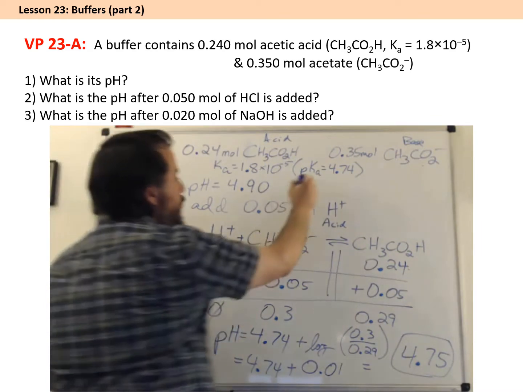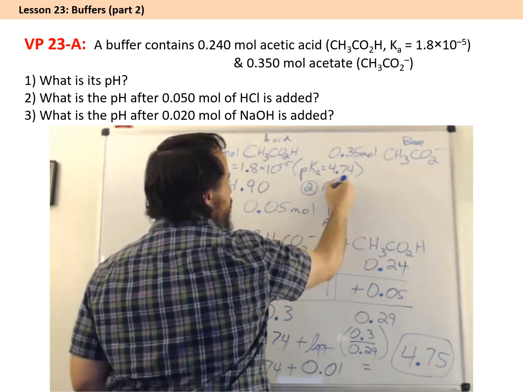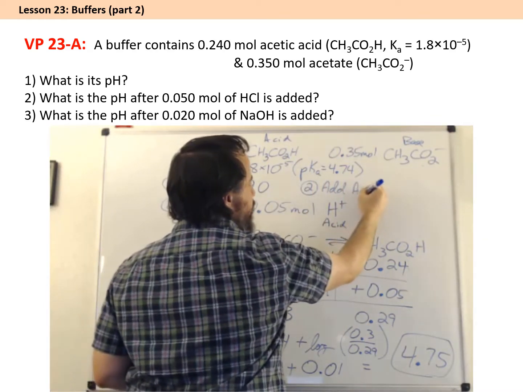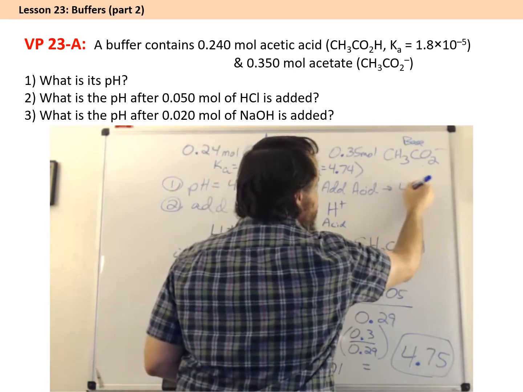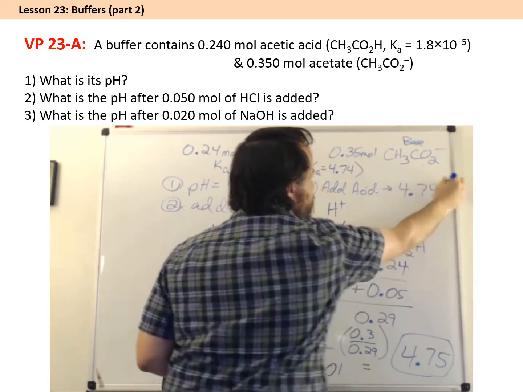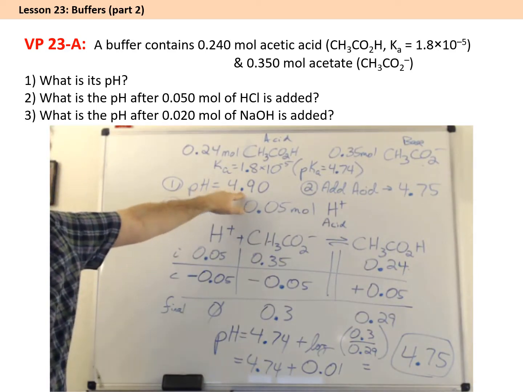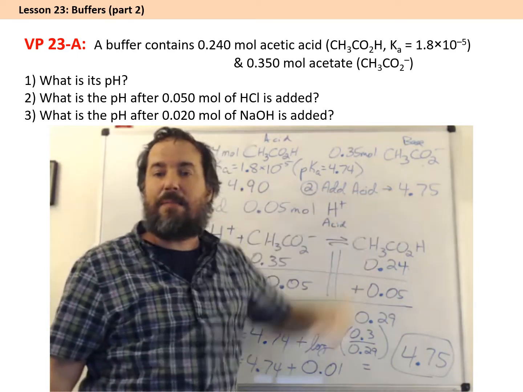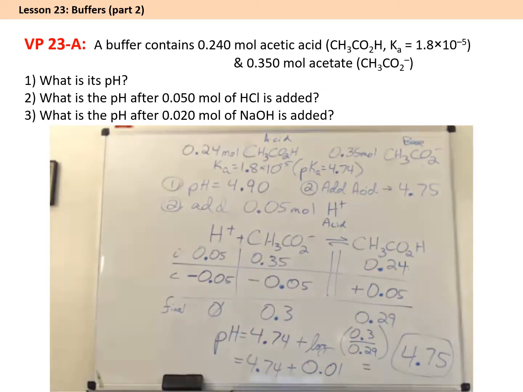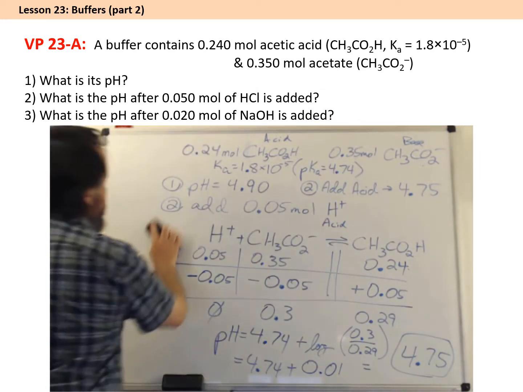So when I added acid, I got 4.75. That makes sense because I start off at 4.9. If I add acid, it makes sense that my pH decreases. Okay, let's do part 3.